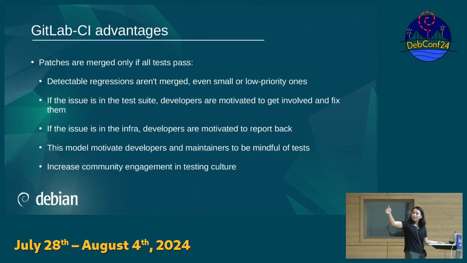If the issue is in the test suite, developers are motivated to get involved and fix it or annoy the person responsible for it, because it's a requirement for the test to pass so the patch can be merged. If the issue is in the infrastructure, developers are motivated to report back. So we can see that this model motivates developers and maintainers to be mindful of tests, and this increases community engagement and testing culture.